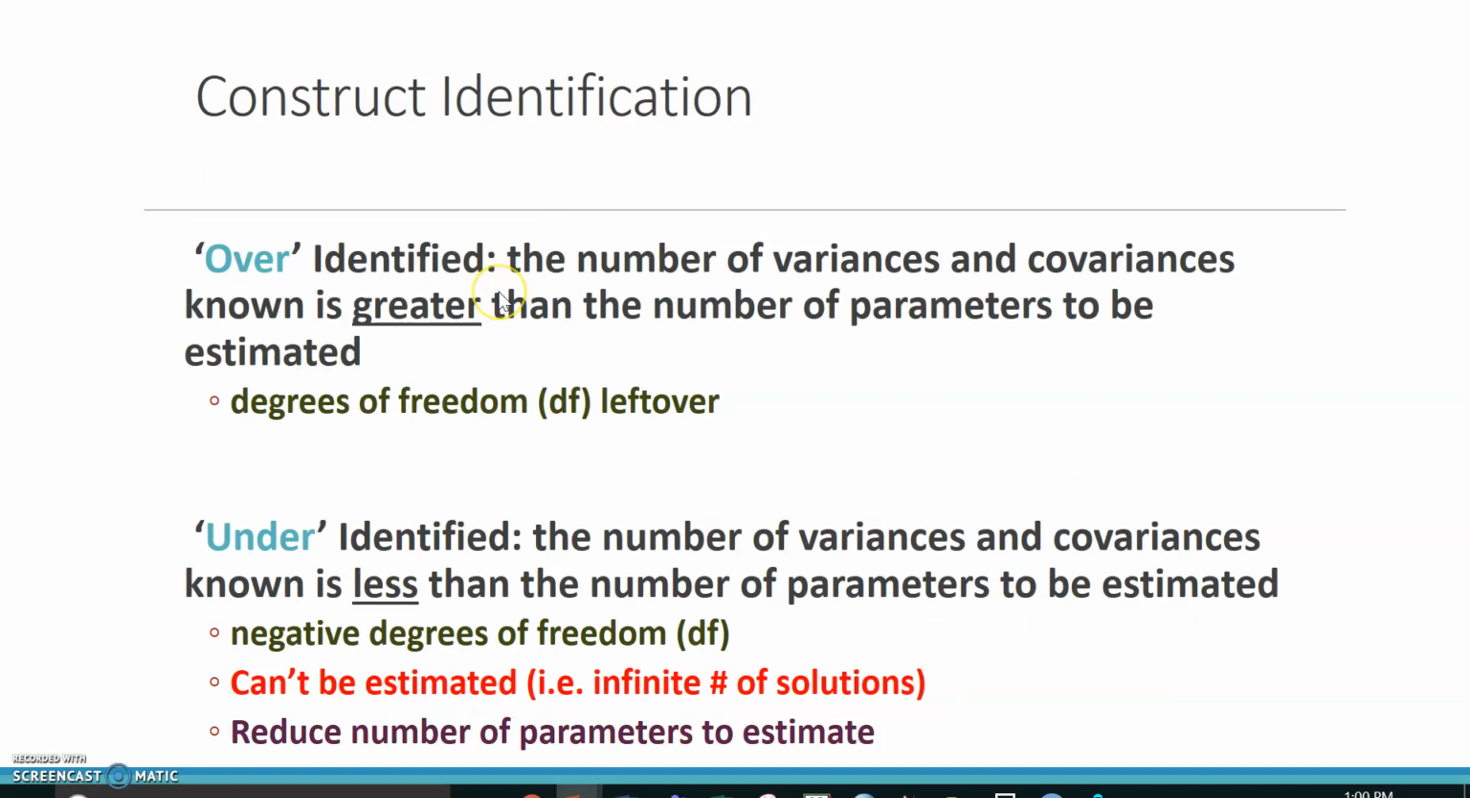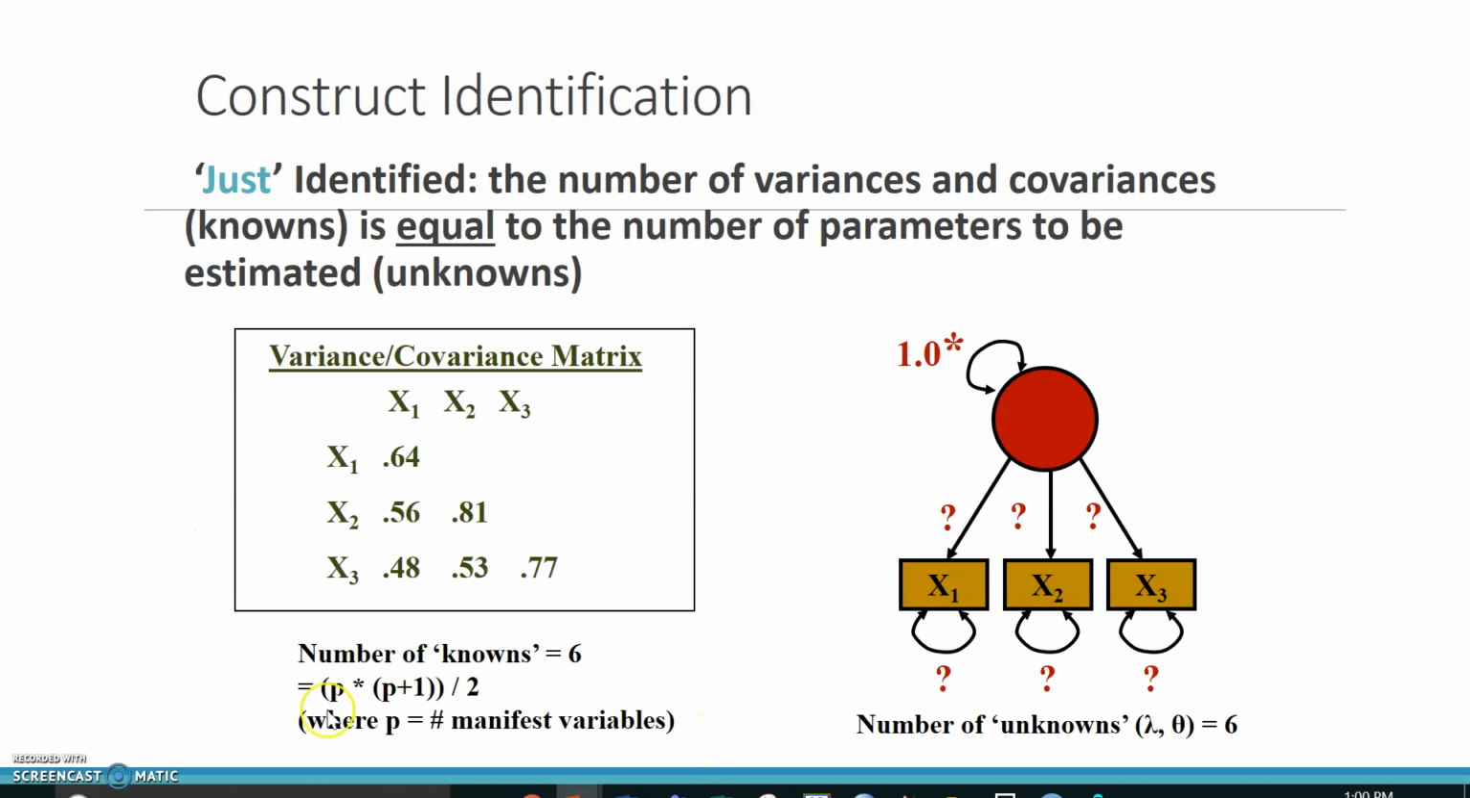Over-identified is when there are a greater number of things to be estimated than we know. Under-identified is that we are estimating less, we know less than what we're trying to estimate, and we can't do that. So we have to know more than we're estimating.